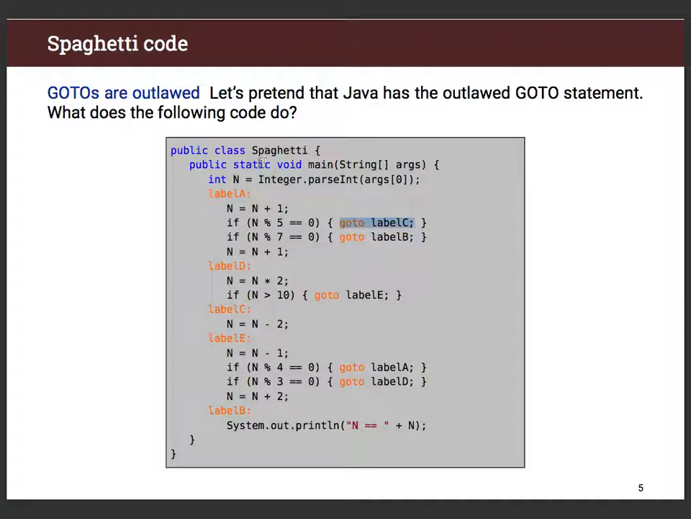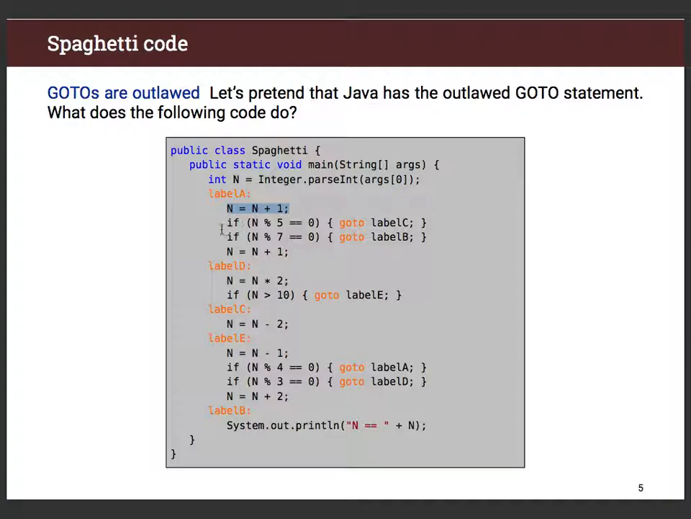So this code says int n is Integer.parseInt(arg0). Fine, we can do that, the first command line argument. n becomes n plus 1. I can make it 1 more. If n is now a multiple of 5, go to label C, where it decreases n by 2. Label E decreases n once more. If it's now a multiple of 4, go to label A, where it'll start increasing again.